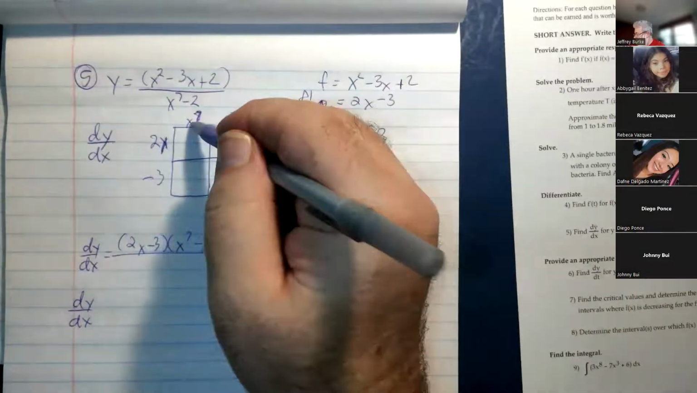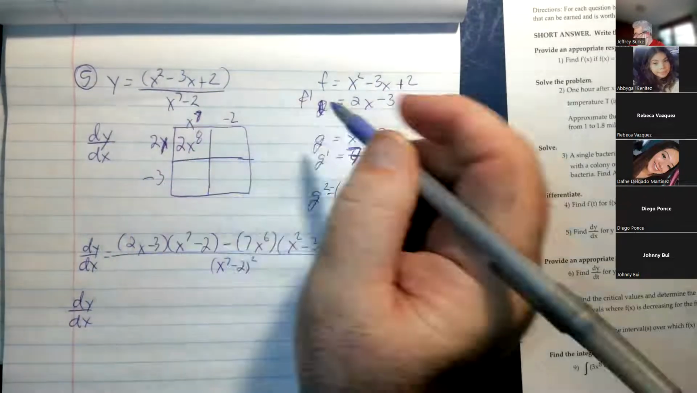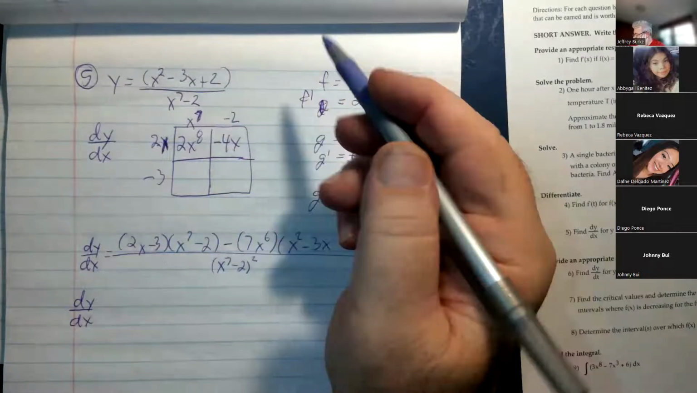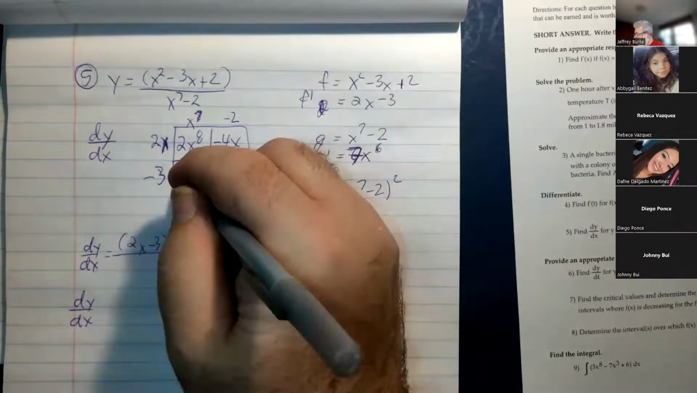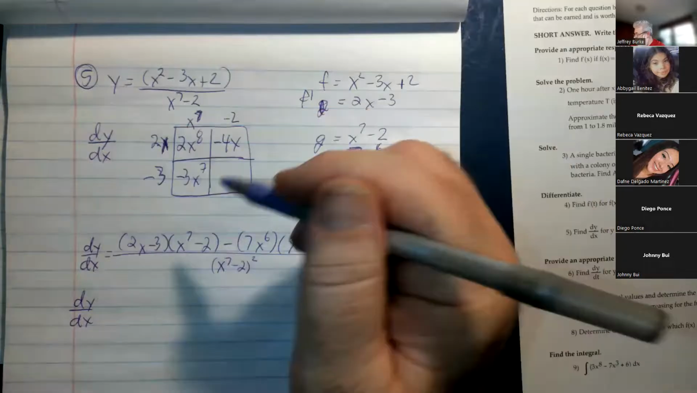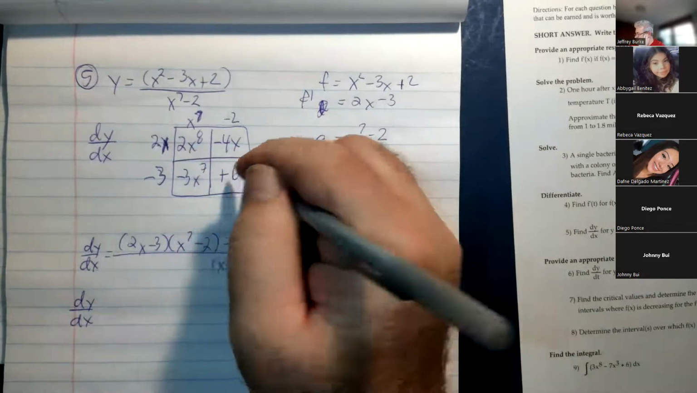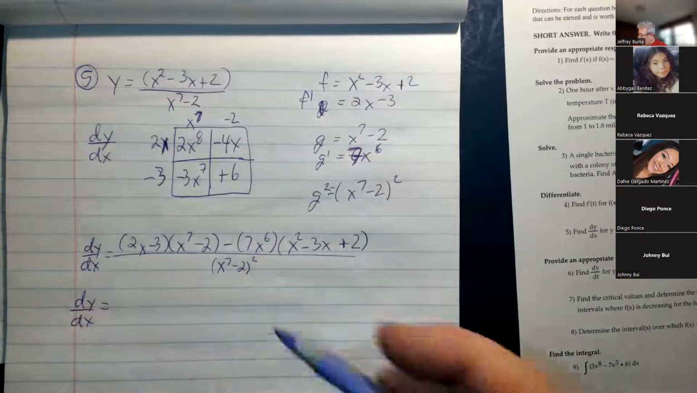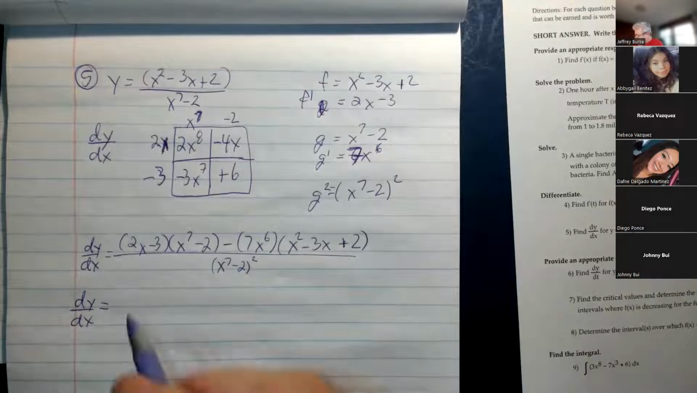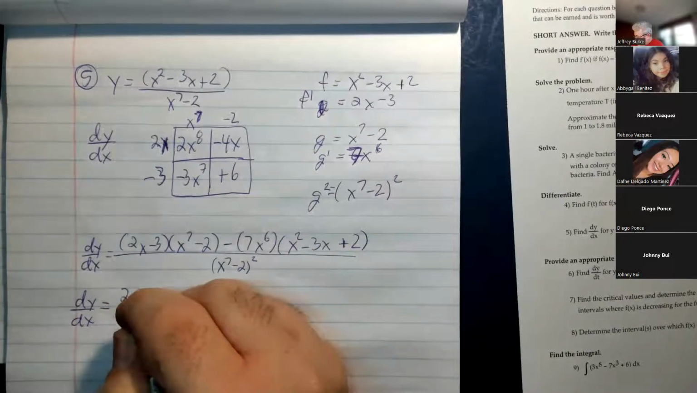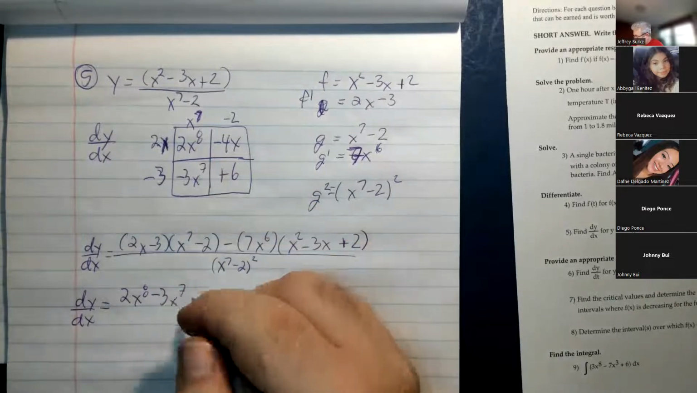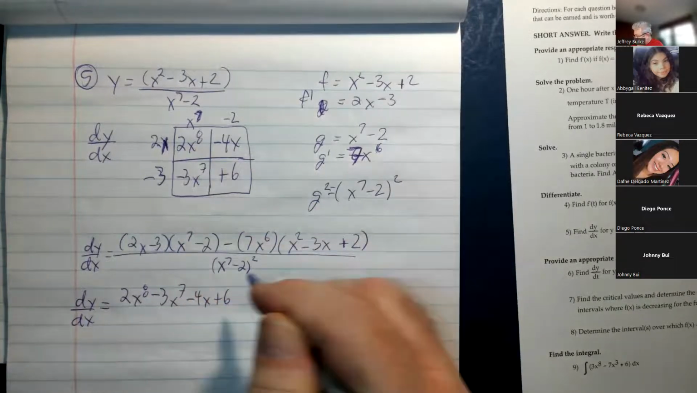So 2x times x to the 7th is going to be 2x to the 8th. 2x times negative 2 is going to be negative 4x. Negative 3 times x to the 7th is going to be negative 3x to the 7th. Then negative 3 times negative 2 is going to be plus 6. Nothing combines. We're just going to put that as is. So for the first part here, I'm going to put 2x to the 8th minus 3x to the 7th minus 4x plus 6.